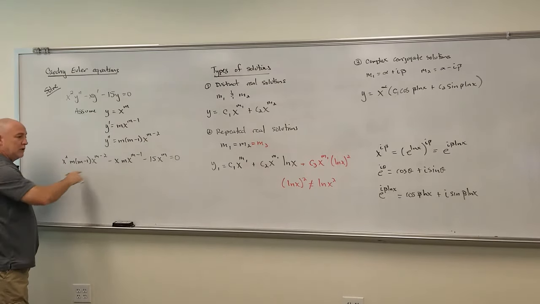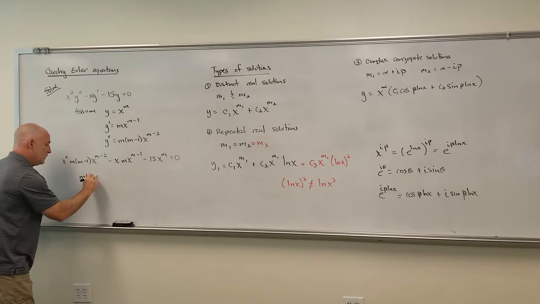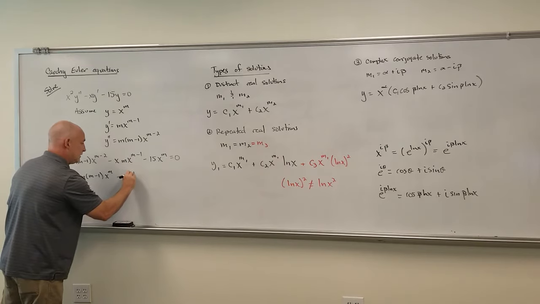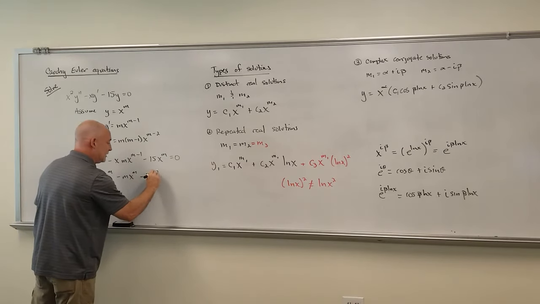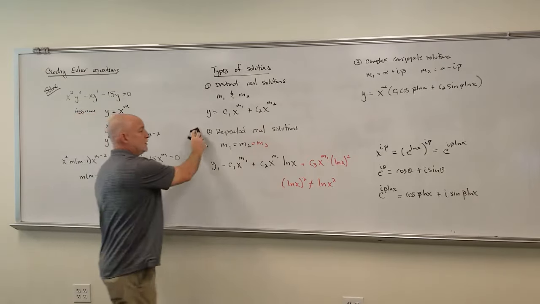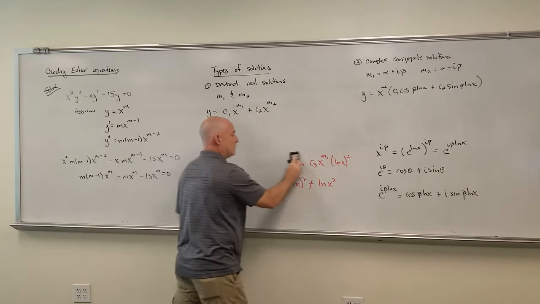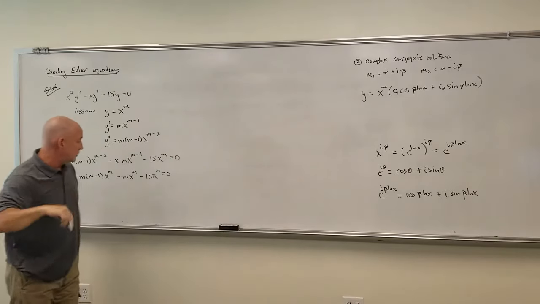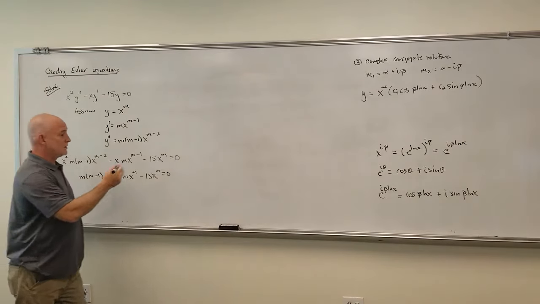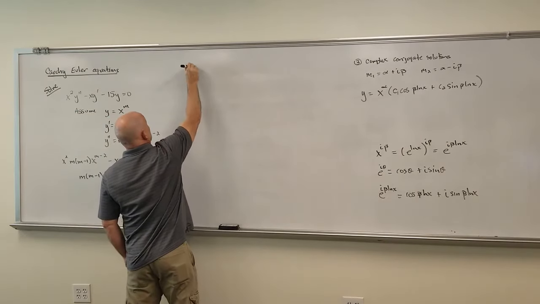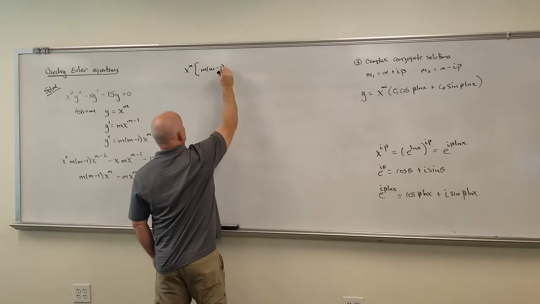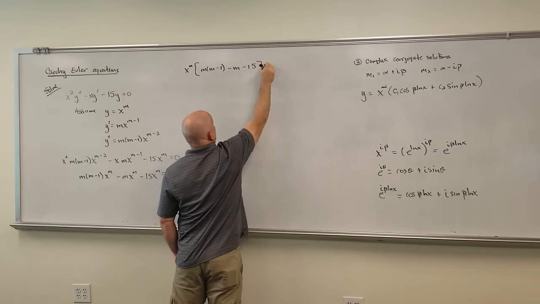Now once you plug in your solution, go ahead and multiply this stuff together. You should be able to multiply x's here. So I have m times m minus 1 x to the m minus m x to the m minus 15 x to the m equals 0. Now if every term doesn't have that x to the m in it, you've made a mistake somewhere, either in your derivative, your multiplication, or it's really not a Cauchy-Euler equation. So now since everything has an x to the m, I can factor this out, and I got m times m minus 1 minus m minus 15 equals 0.